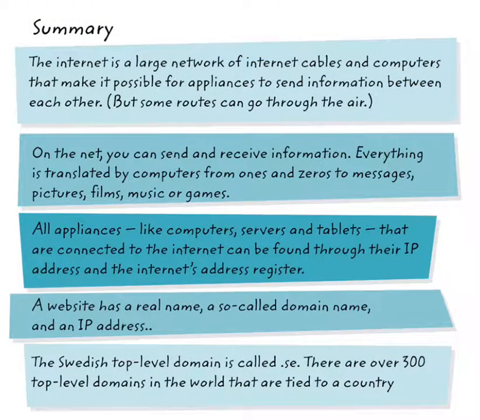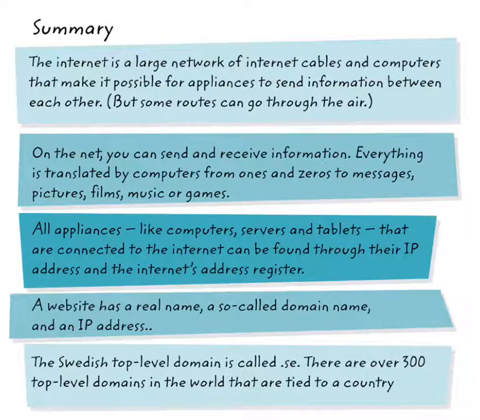Now to summarize a bit. The net is easy to use because there is a system with addresses so that you can always find the right way on the internet. The internet is a large network of internet cables and computers that make it possible for appliances to send information between each other, but some routes can go through the air. On the net, you can send and receive information. Everything is translated by computers from ones and zeros to messages, pictures, films, music, or games. All appliances, like computers, servers, and tablets, that are connected to the internet can be found through their IP addresses and the internet's address register.